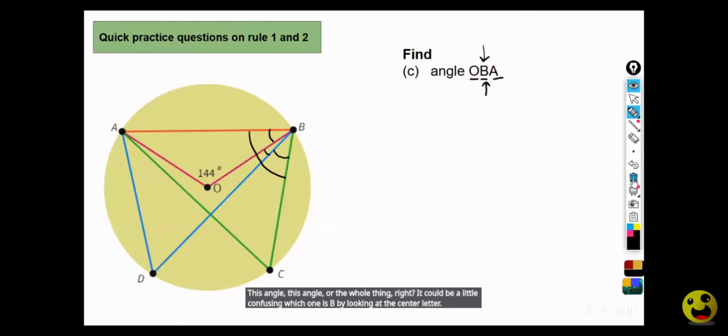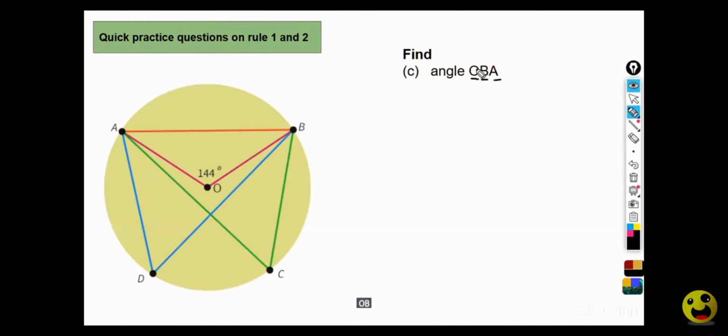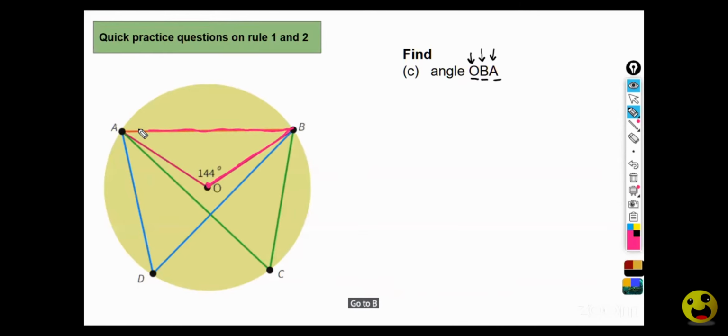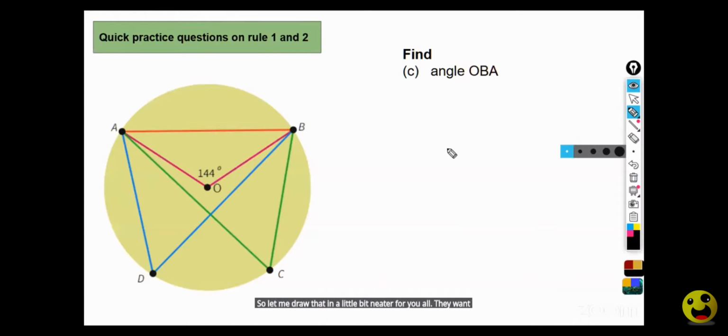So in a case like this, you have to be a little more accurate. OBA, trace the 3 letters. Start at O, go to B, and then go to A, and let's see where the center of that is. You start at O, go to B, and then go to A. It's this angle they want you to find, right? Let me draw that a little neater for you all. They want you to find this angle here between the purple line and the orange line, right?